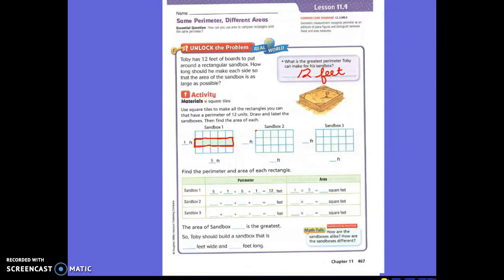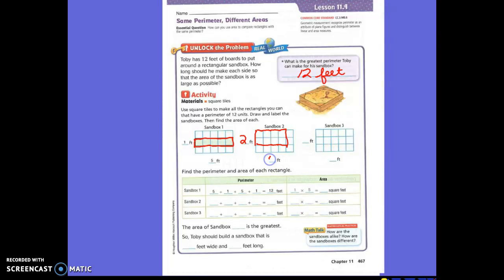Let's start. 1, 2, 3, 4, 5, 6, 7, 8, 9, 10, 11, 12. We have a perimeter of 12. So let's look at our area now. We have how many feet going for the length? 2 feet for the length, and how many feet for the width?